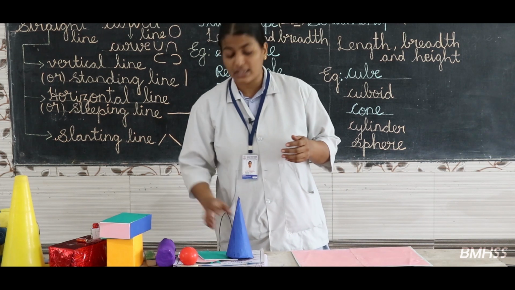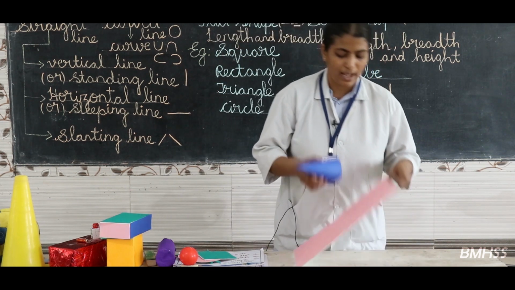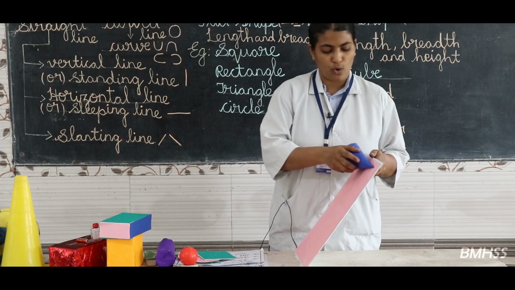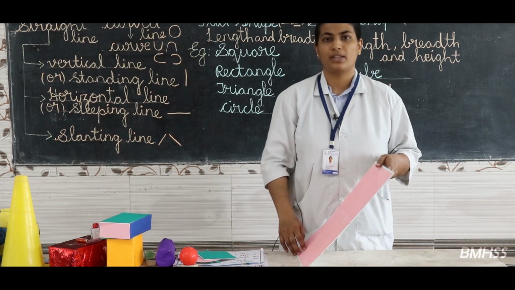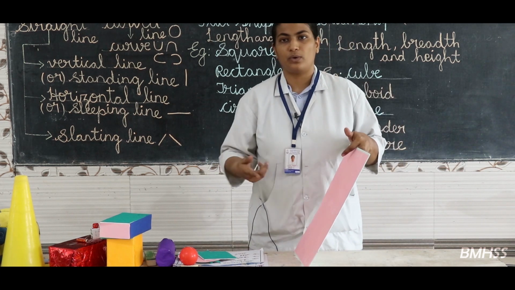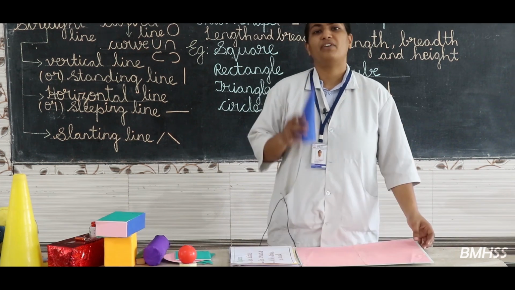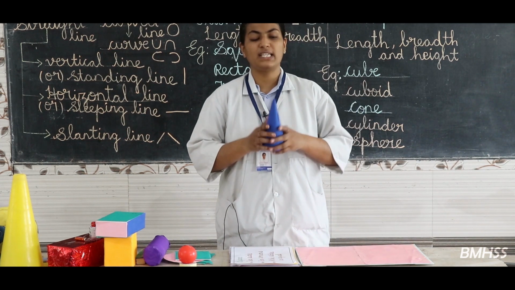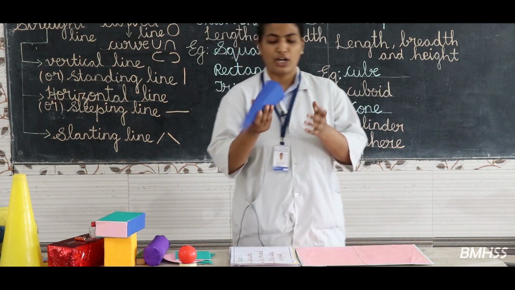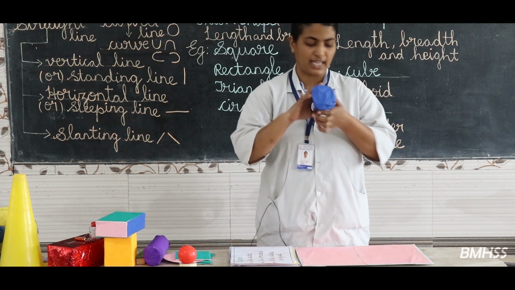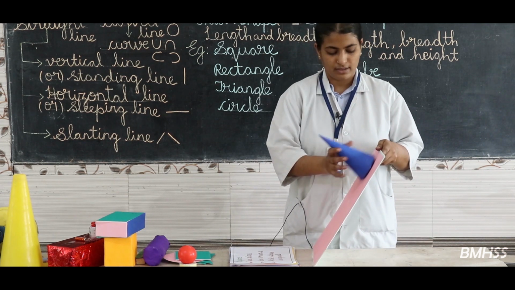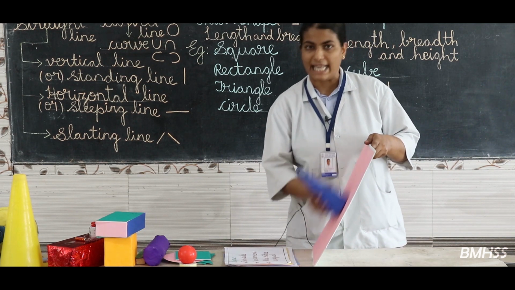Now let's try with a cone. Now ma'am is going to place the cone. What happened, children? The cone rolled down. Why did the cone roll down? Because it has a curved face. Now here we have the flat face. I am going to place the flat face. See what happened? It slid down.